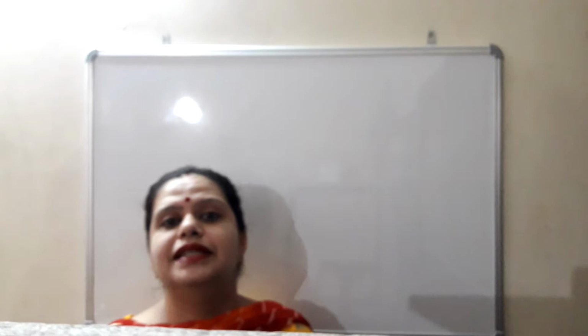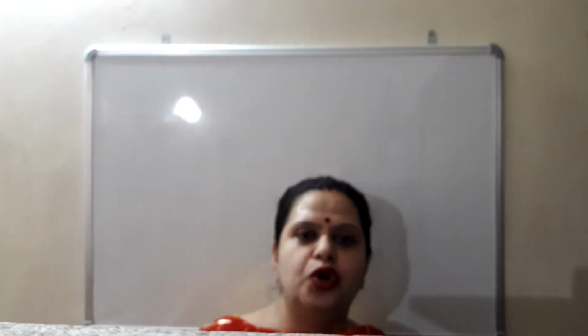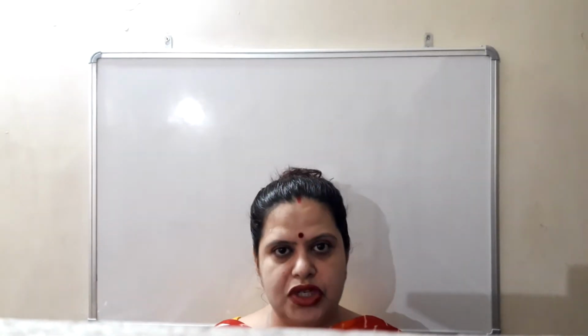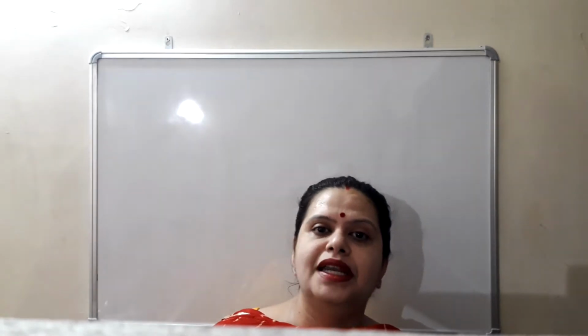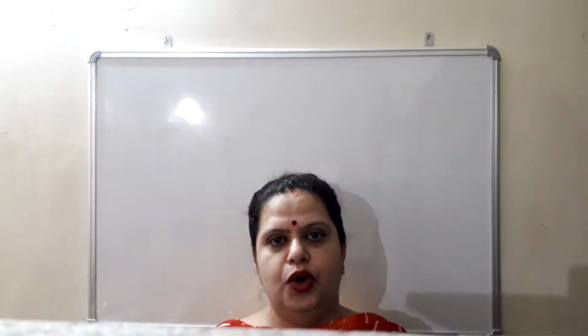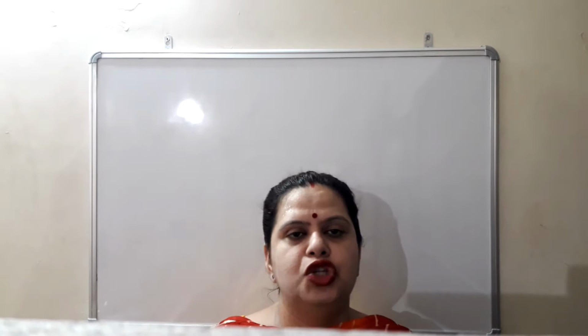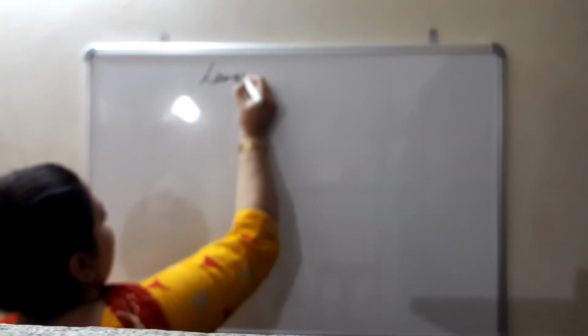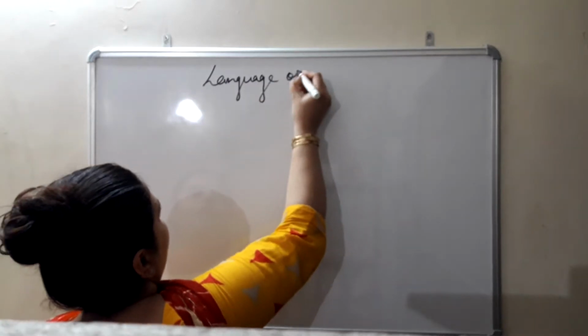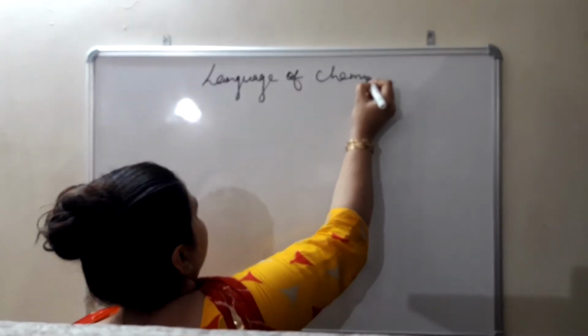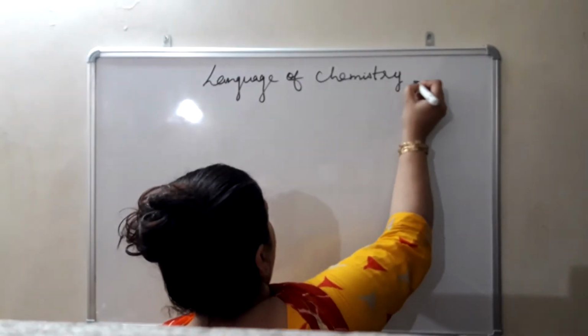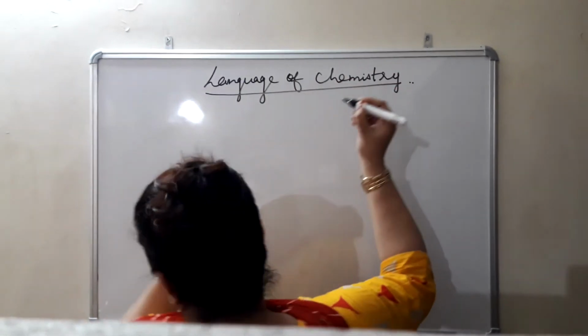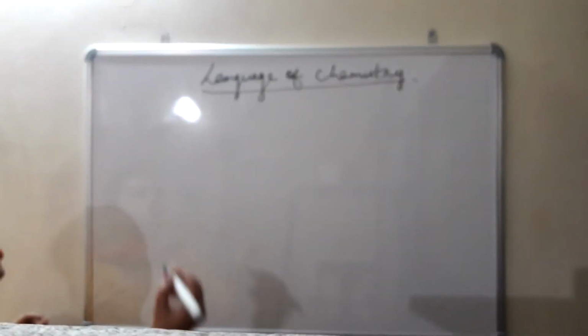So let us start with the molecular mass. What does it mean? How can we find out the molecular mass of a compound? How can we find out the percentage composition of a particular element in the compound? So see here, the chapter name is your language of chemistry. This topic was left, so today we are going to complete this topic.